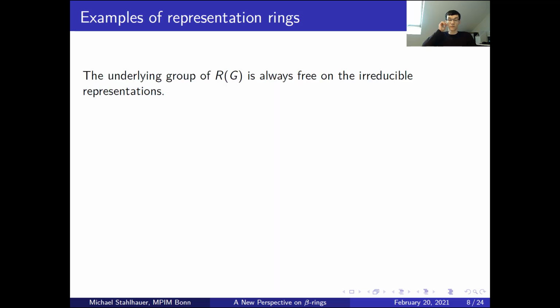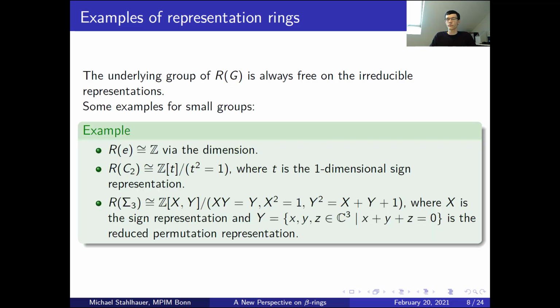Okay, and just so that you get a feel for this, what are easy examples of representation rings? First of all, you see that additively, the representation rings are always free on the irreducible representations. And for some small groups, you can just write down the entire ring. If we consider the trivial group, then we just have vector spaces, so those are classified by the dimension. So the representation ring of the trivial group is just the integers.